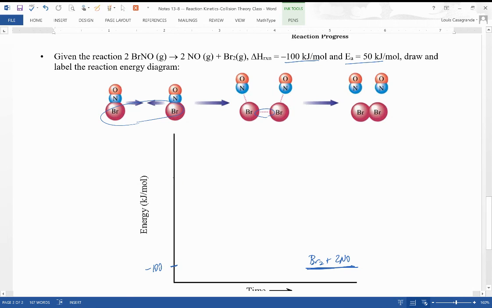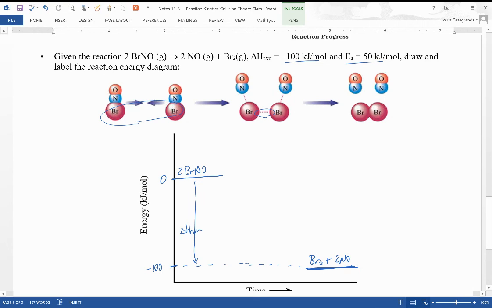Then let's put our reactants up here at 0. It's just an arbitrary 0. You could call it 200 if you wanted. Just make sure that the numbers match in terms of what your delta H is. And here's our delta H of the reaction coming down here. You can put it anywhere that makes sense when you put in the delta H. So when I say you want to label it with the delta H, we've got to put in our two BrNOs here.